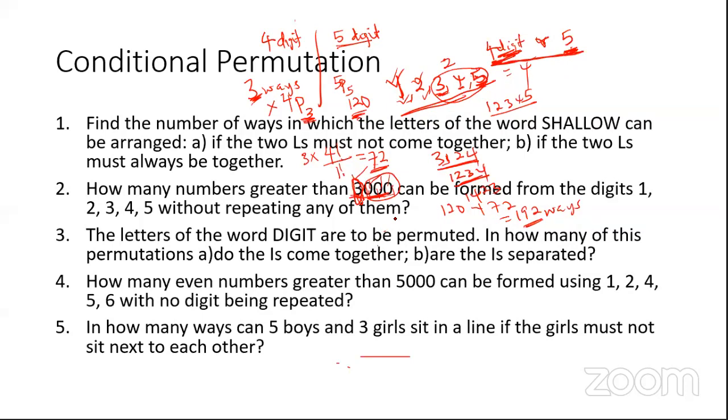I will not do number 3. You should be able to do that. Number 4, you can see number 4 now is like a double barrel. How many even numbers greater than 5,000 can be formed using the digits 1, 2, 4, 5, 6? So how do we do that? 1, 2, 4, 5, 6. You need even numbers. How do you recognize an even number? Yes. Can anybody say anything?